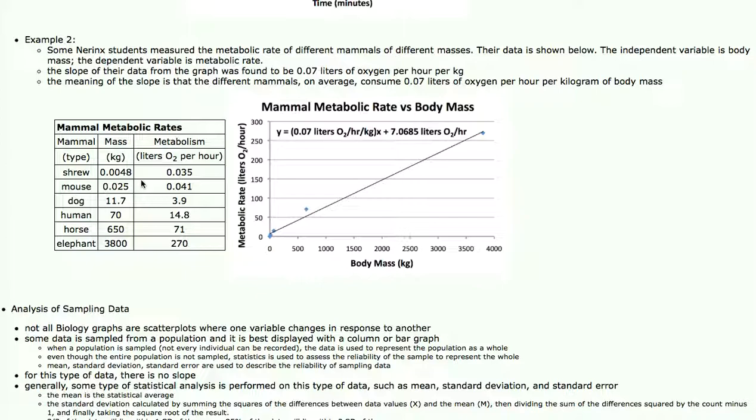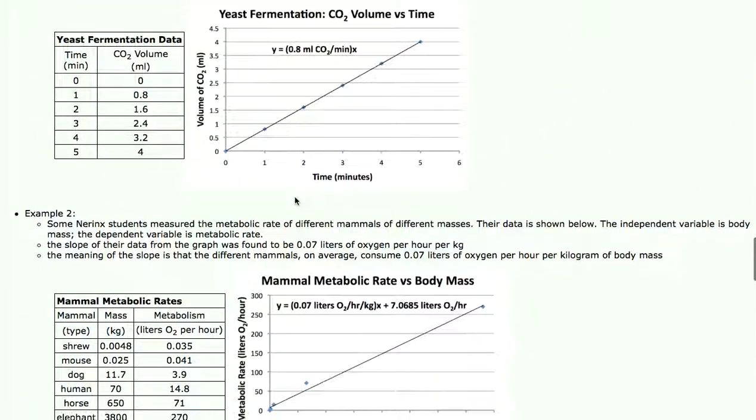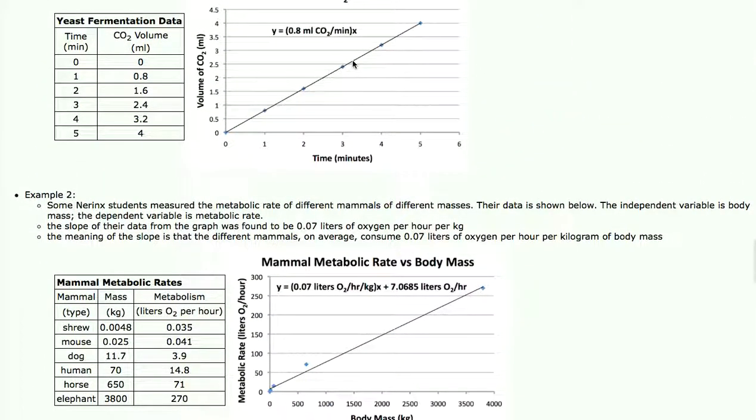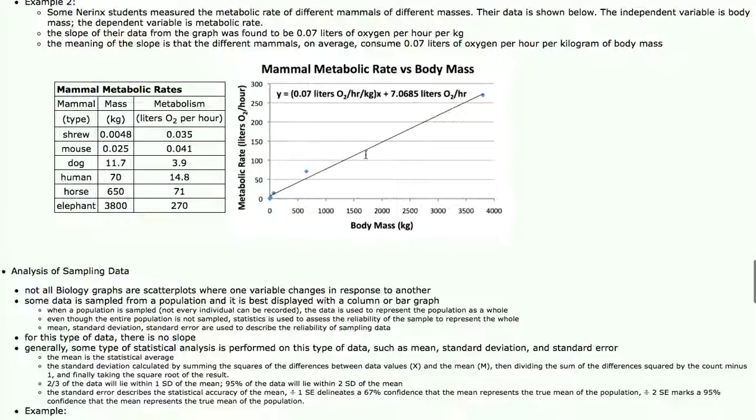Here's the second one. It looks a little more confusing because the numbers are harder to work with. You'll notice all the points are not exactly on a line. But both of these graphs show a positive relationship between y data values and x data values, with a positive slope. So the equation up here is y equals 0.07 liters of oxygen per hour per kilogram times x plus 7.0685 liters of oxygen per hour. This is the fudge factor. You'll notice it doesn't quite go through the origin.